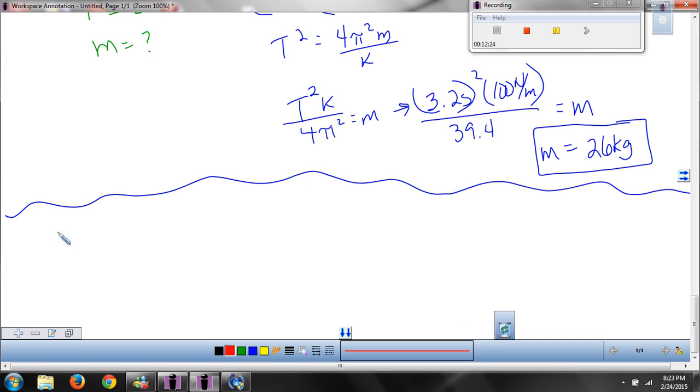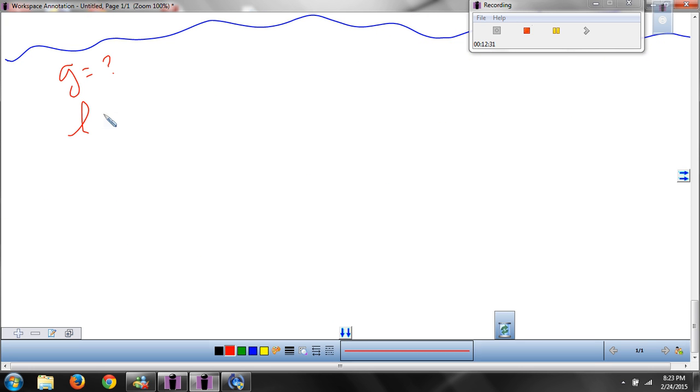So if the pendulum is not on Earth, so gravity is somewhere else, some other planet, and we have a length of 0.80 meters, and we have a period of, I don't know, let me just stop for a minute and think about that. All right, so I'm going to let the period be 2.9 seconds. I want to know, what is g?